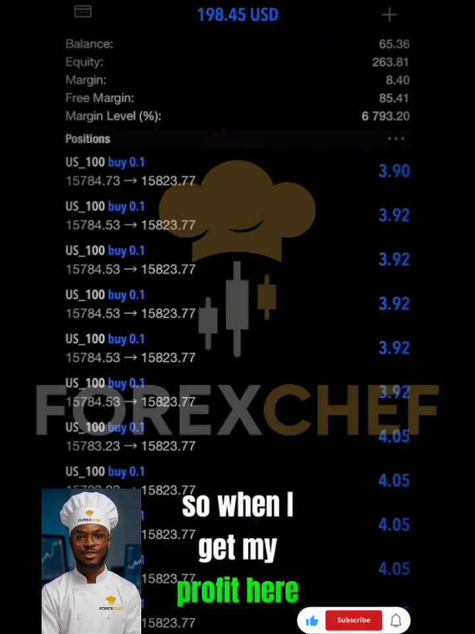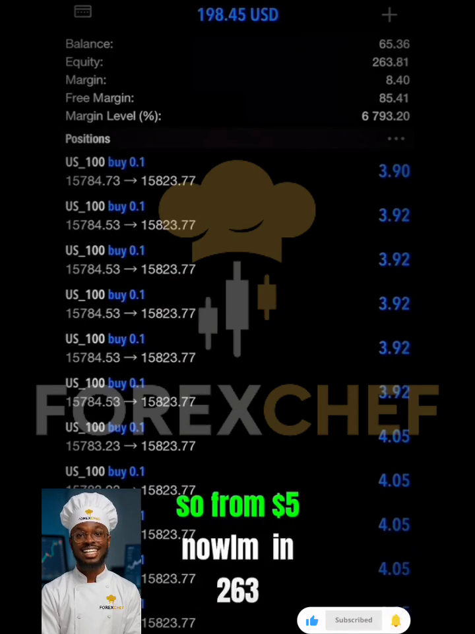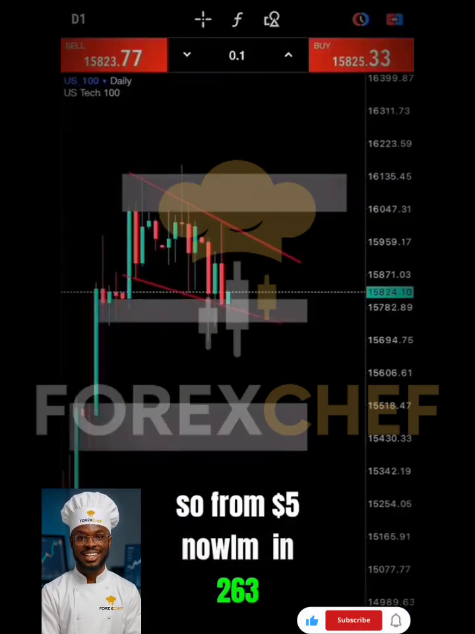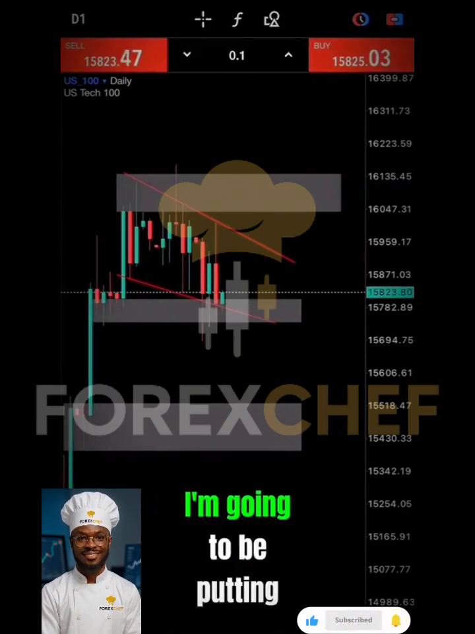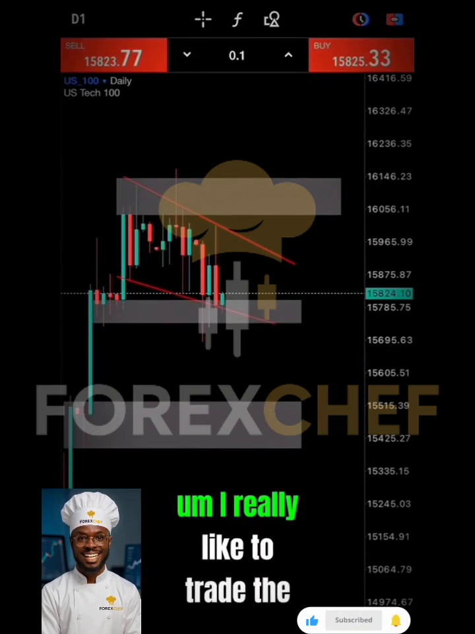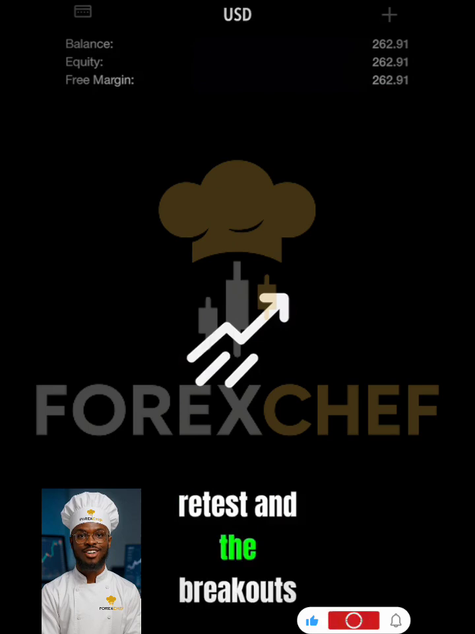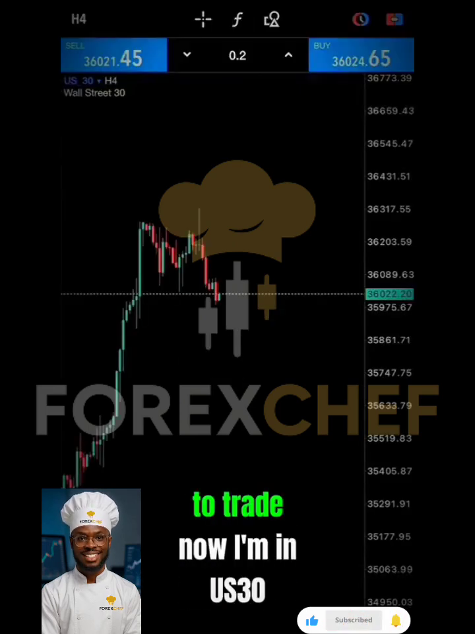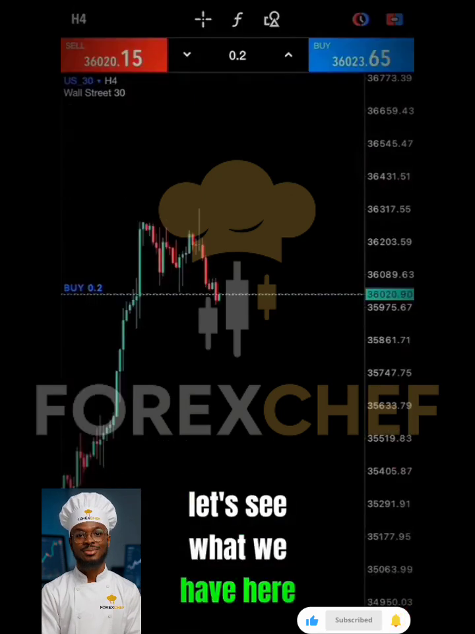So when I get my profit here, I'm going to close. So from $5 now, I mean 263, which means in my next trade, I'm going to be putting even more position sizes. I really like to trade the retest and the breakouts. That is what I really like to trade. Now I'm in US30. Let's see what we have here.